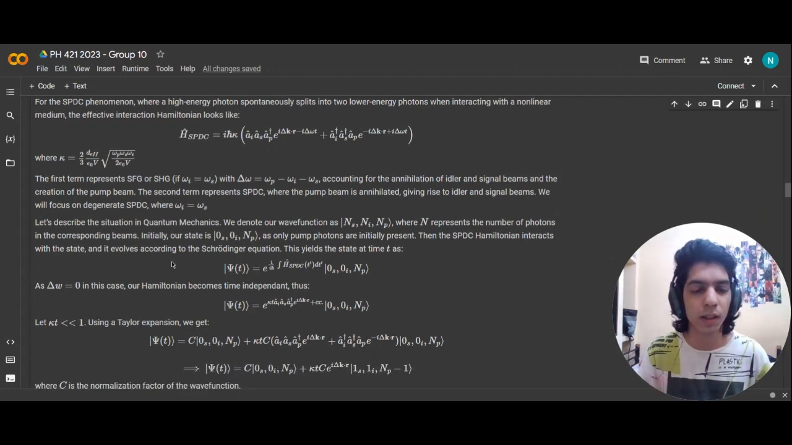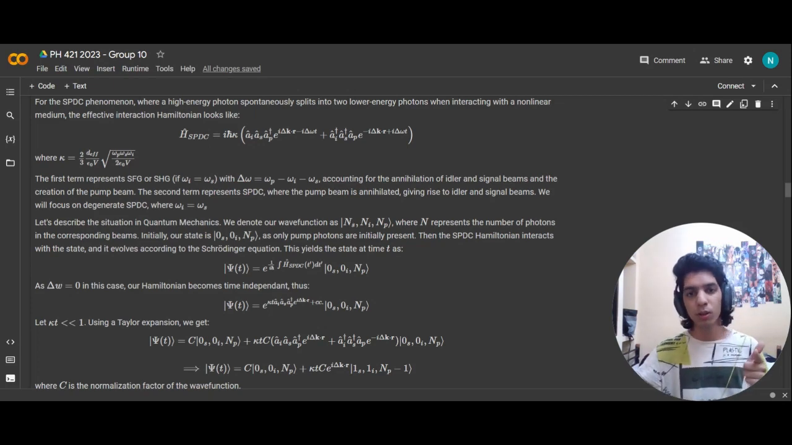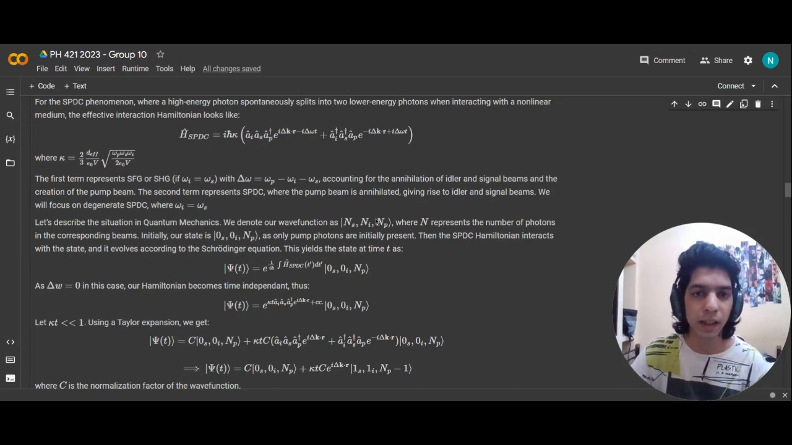So basically, our wave function is comprised of three quantities, which are the number of photons in the signal, idler, and pump beam. So instead of thinking of electromagnetic radiation, we are now thinking in terms of photons. The number of photons is the parameter that we have, and this is the general state. Initially we have no signal and idler beams, so we have zero photons in signal and idler, and n photons in the pump beam. And this is our initial state.